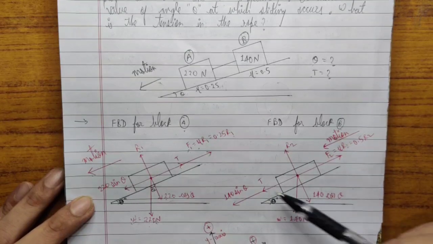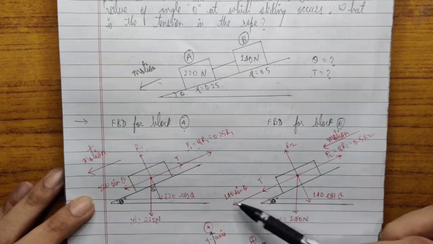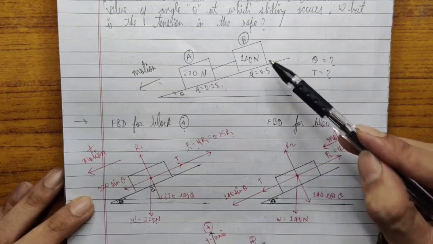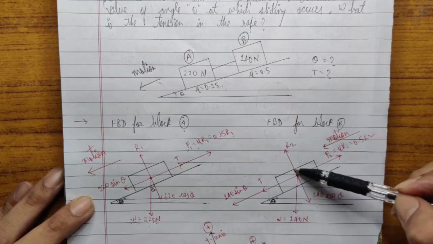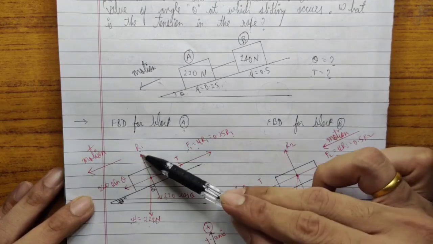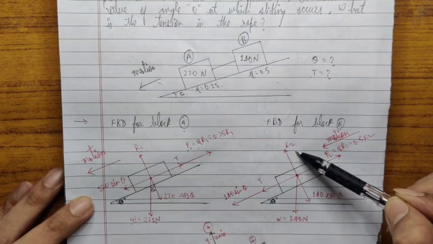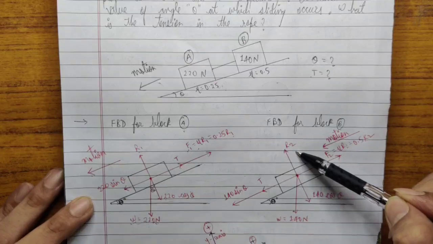Now we can resolve this in two components, 140 cos theta and 140 sin theta. Now there will be another reaction force which is acting perpendicular. So it will be R2. In this case we have considered it R1. Here we can consider it as R2.